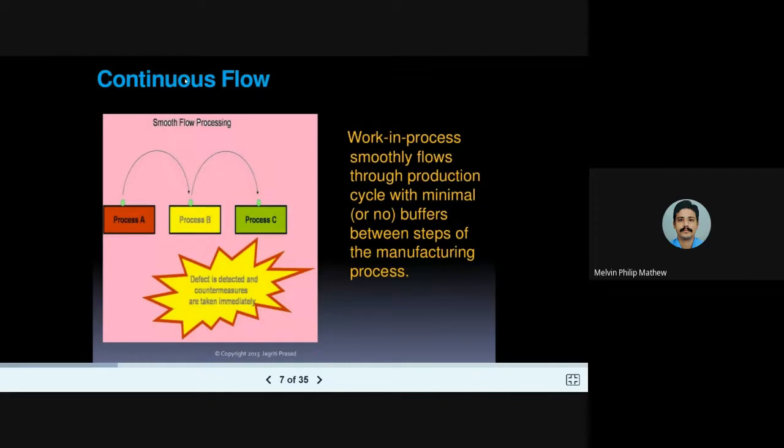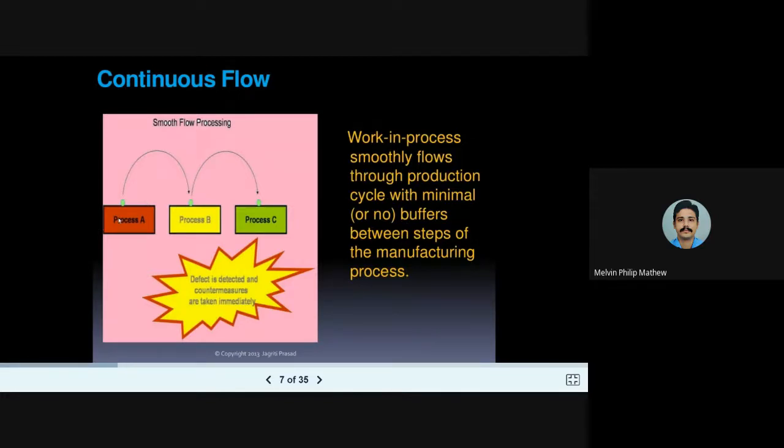So what is continuous flow? You can see it here. Work in process smoothly flows through the production cycle with minimal or no buffers between steps of the manufacturing process. So it is basically what we have explained at create flow. We are ensuring a smooth flow of the production cycle by eliminating the waste incurred during that production cycle. So that is how we are ensuring continuous flow.